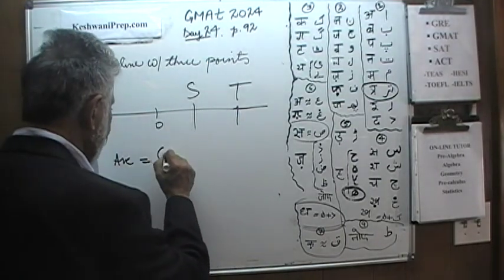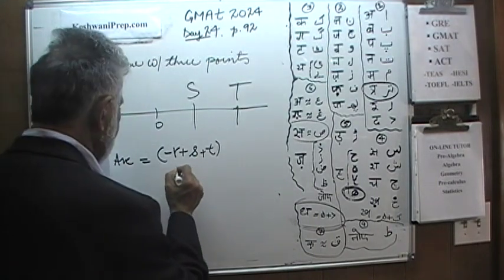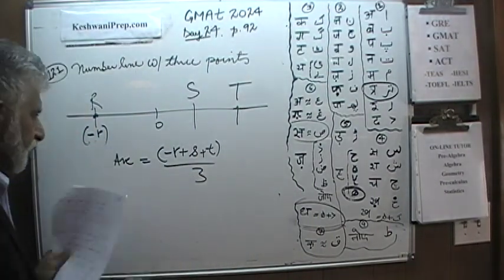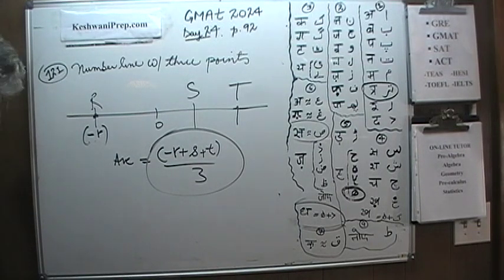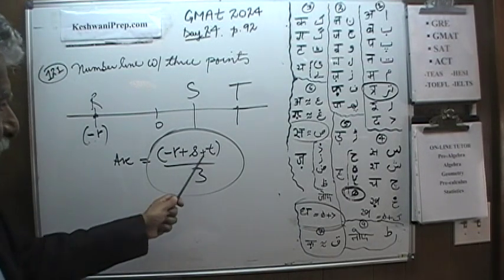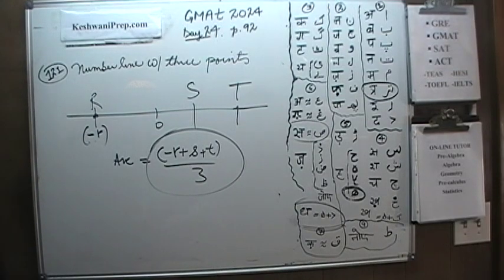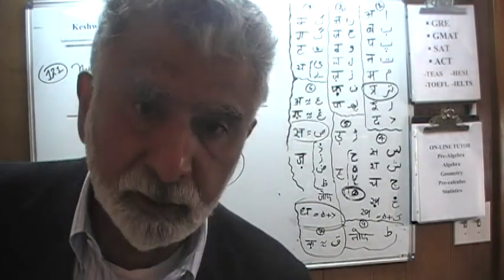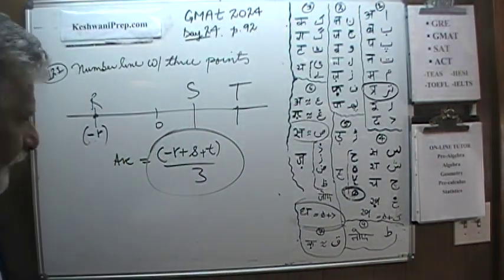The average is going to be negative r plus s plus 3 divided by 3. That's all. That's how simple it is. And in the answer choices, what you find is s plus t minus r divided by 3. That's all. There is absolutely nothing to it at all. Let's do the next one.